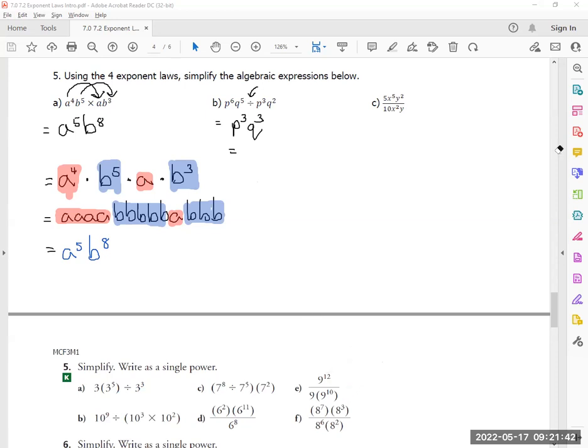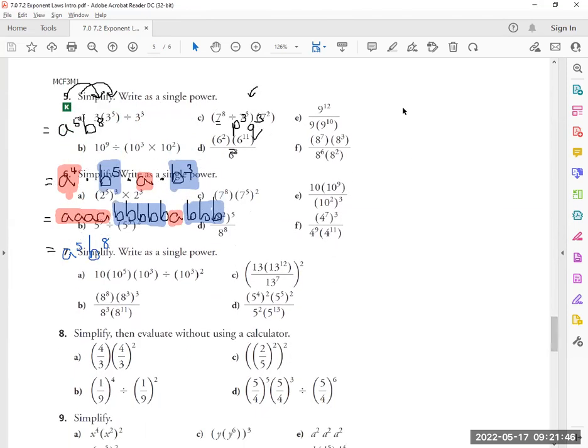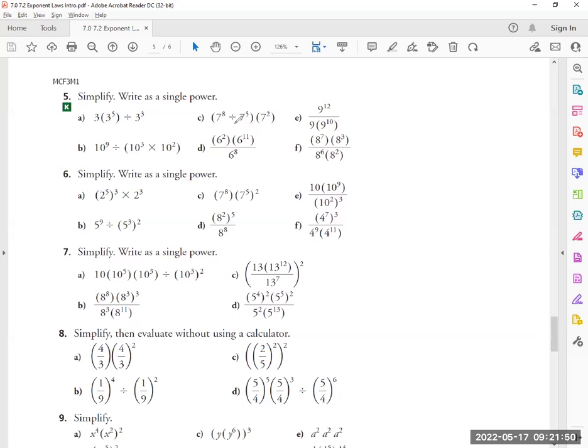Here's an example. Example 5. Okay. Let's just do the harder ones. Just go straight up and do the harder ones. F. A to the power of 7 times a to the power of 3, all divided by a to the power of 6 times a to the power of 2. So, number 1, are the bases the same? Yeah. Can we use the exponent laws? Yeah.